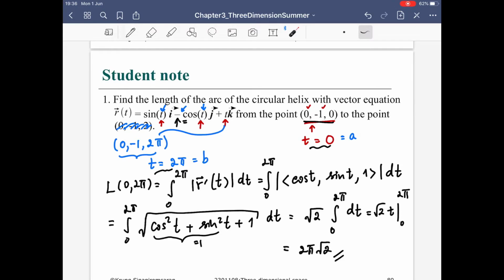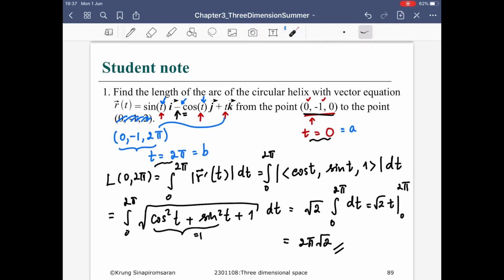So as you can see, it may cause some difficulty in your integration if this square root contains something that is difficult for you to evaluate or integrate, and that will be something in terms of calculus 1 that you have learned before.